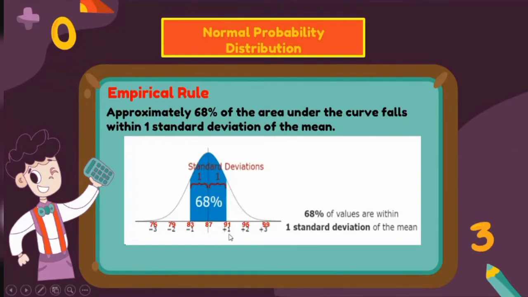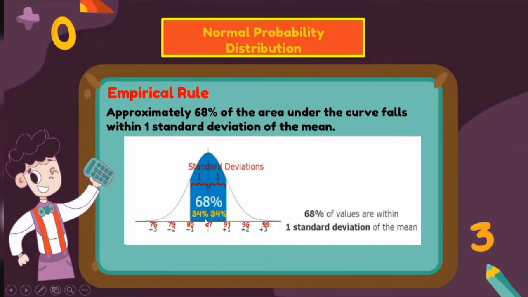So 91 is 1 standard deviation to the right, 95 is 2 standard deviations to the right, and then 99 is 3 standard deviations to the right. So to form our 68%, based on our illustration, 83 to 87 is 34% of our data, and then 87 to 91 is also 34% of our given scores. So we combine them: 34% plus 34% is equal to 68. So meaning 68% of values are within 1 standard deviation of the mean.